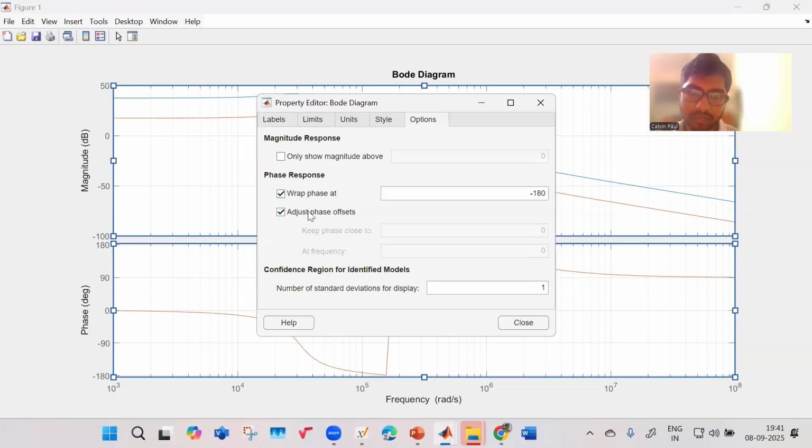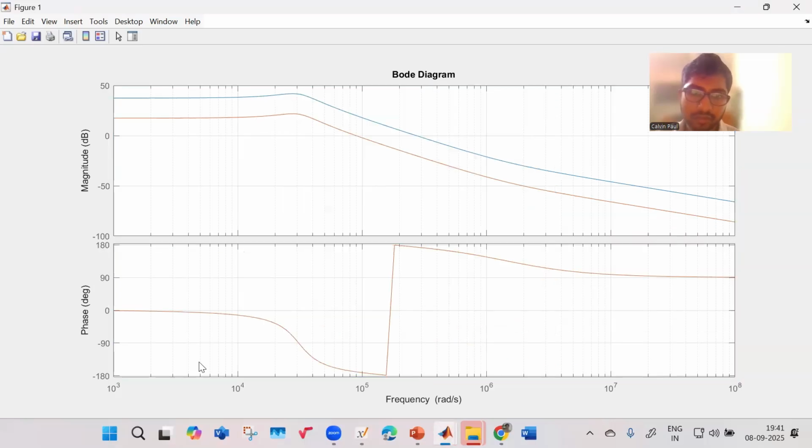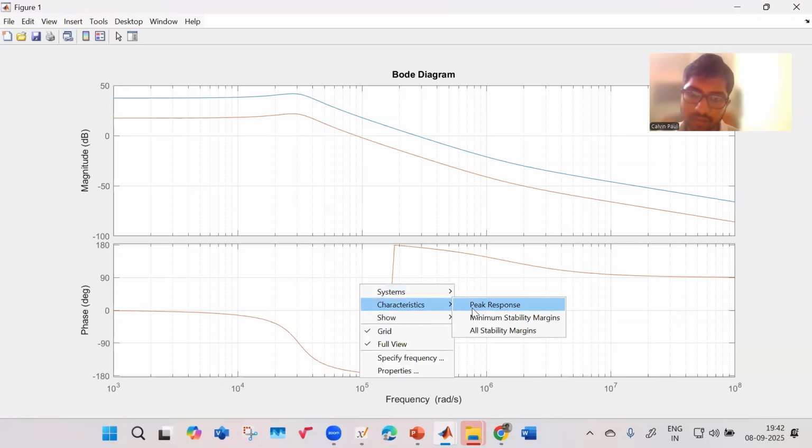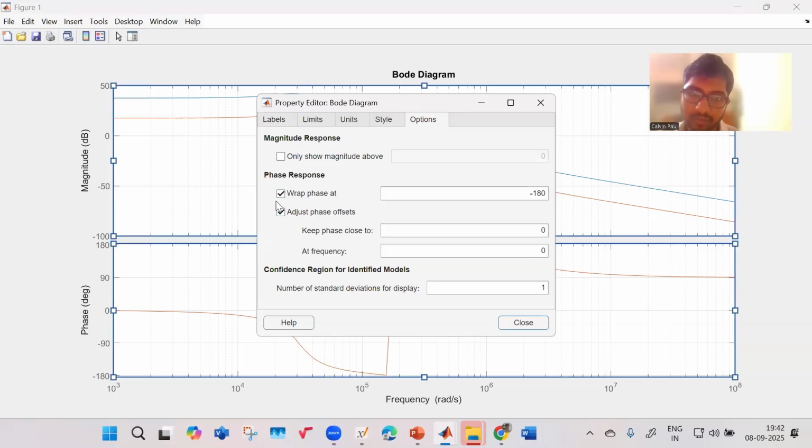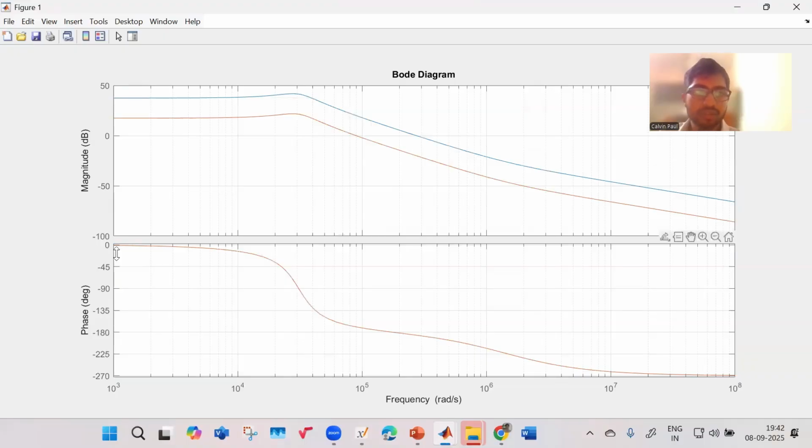Okay. So your phase is starting from 0. Then when your double pole comes, phase falls rapidly, right? And it goes on. So the phase plot is the same for both the transfer functions.